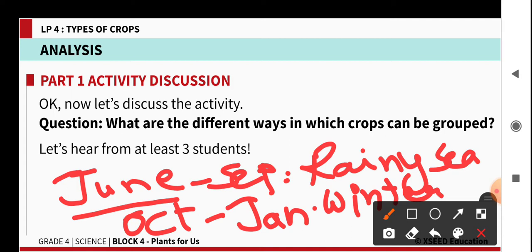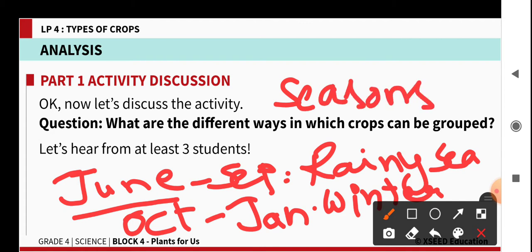Now we'll discuss the activity. You had seen cotton balls, orange and different crops, rice, wheat and yellow lentils, many things. Based on that, what are the different ways in which crops can be grouped? One is depending on the seasons. The other one is depending on the usage. These are the two ways we use to group the crops.